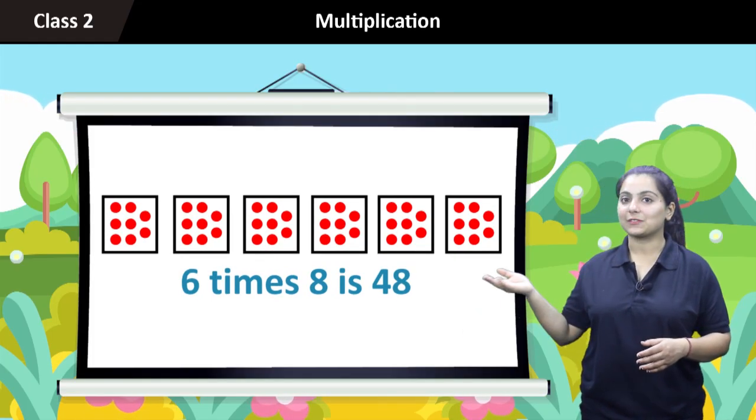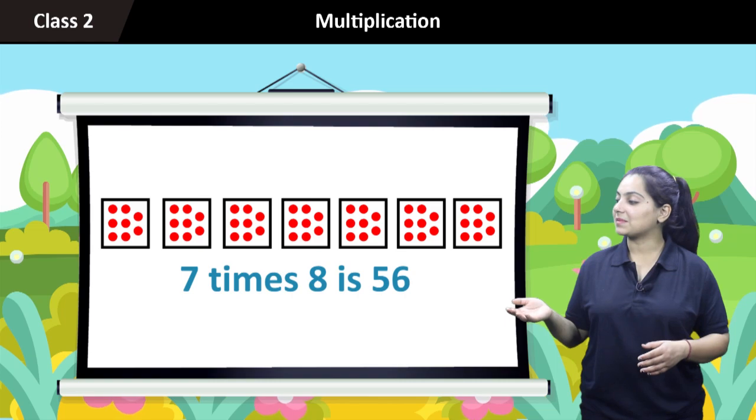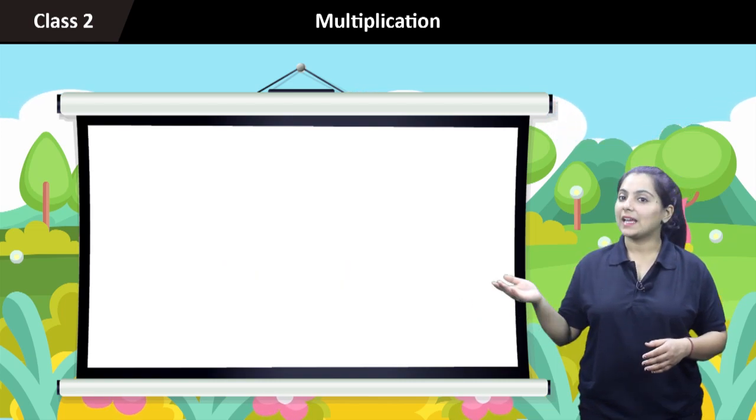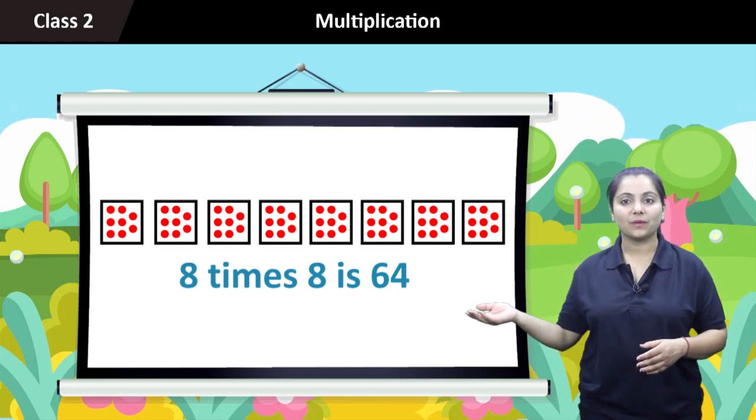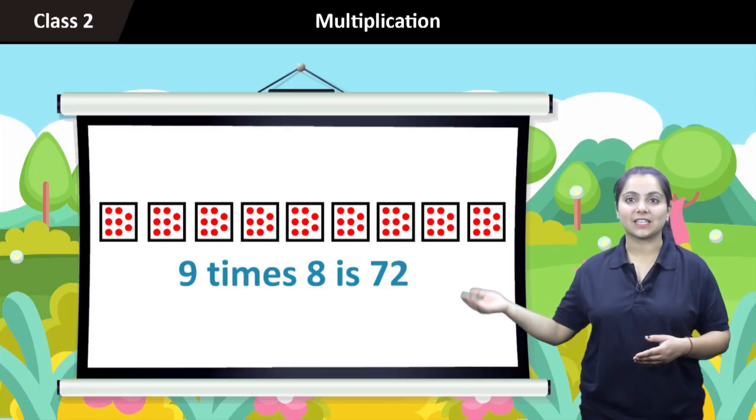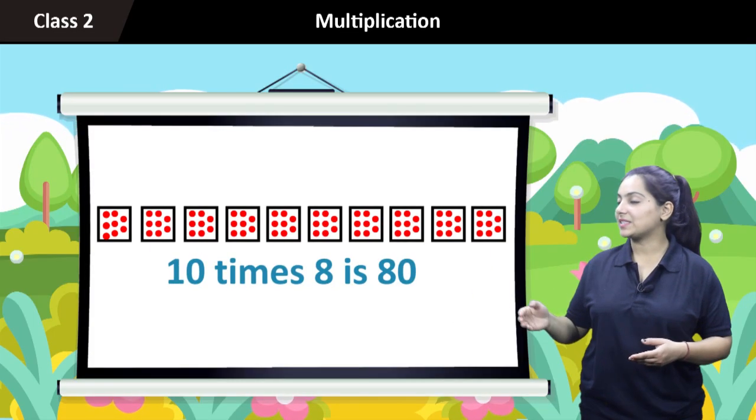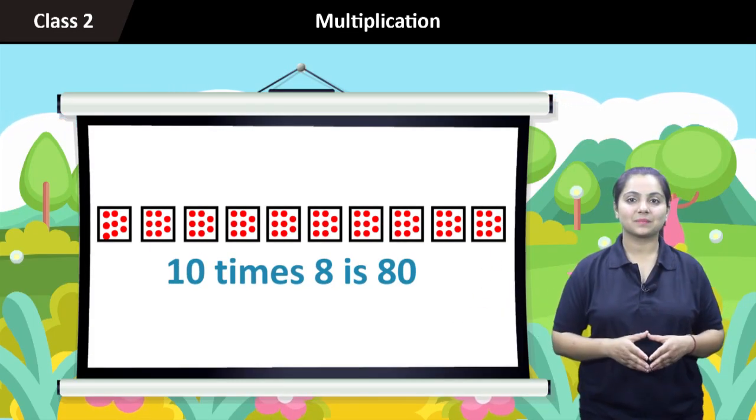6 times 8 is 48. 7 times 8 is 56. 8 times 8 is 64. 9 times 8 is 72. 10 times 8 is 80.